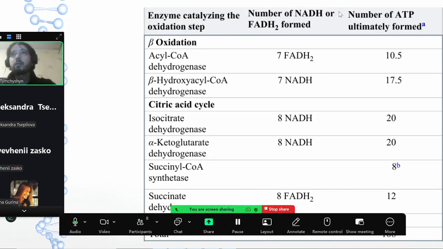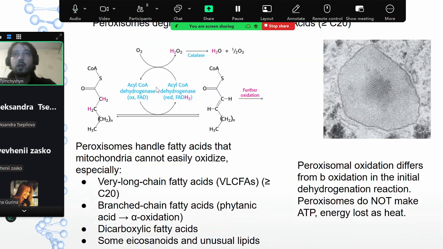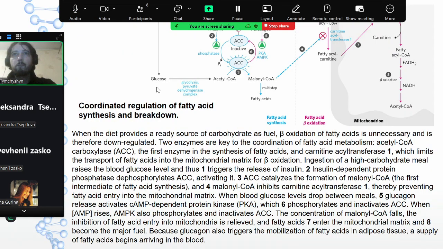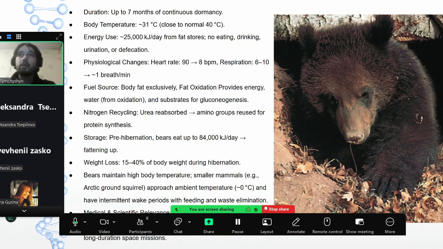Here you have just an overall table of how much energy we get from beta oxidation. That's just for you to look at a little bit later. And no, we will not get to this, but I will show you a bear.